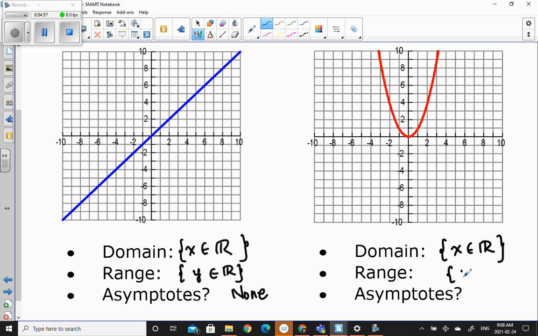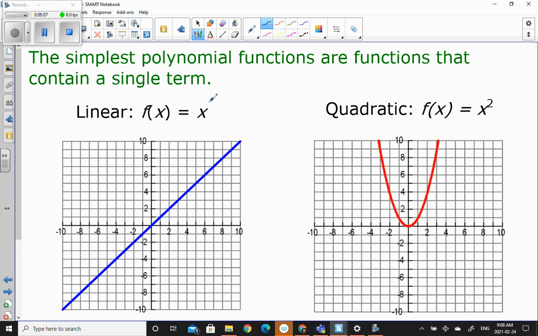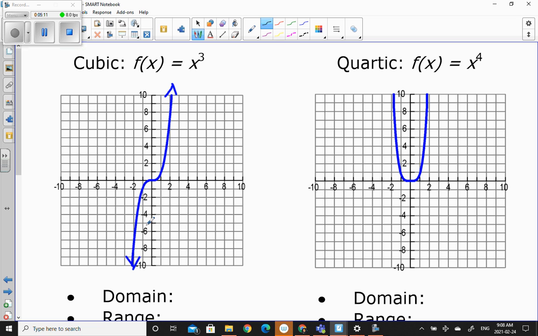And the range is y is also a real number, and there are no asymptotes. Okay, and you know, the simplest form of the parent function, the degree here is 1, the degree here is 2. And then we have the cubic function where the degree is 3. So this is an example of a cubic function.